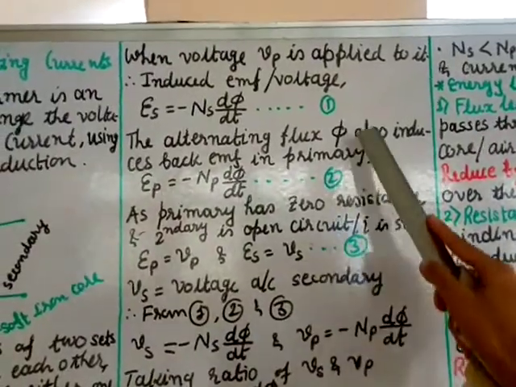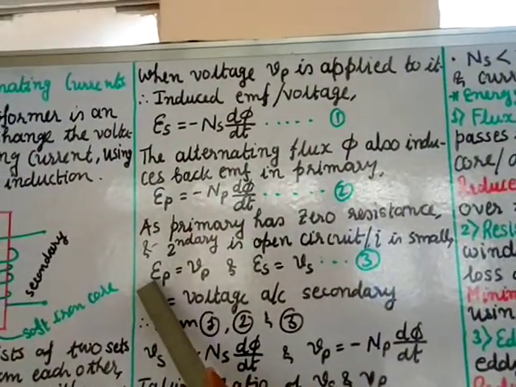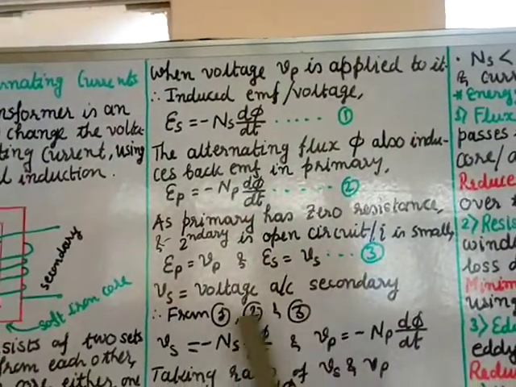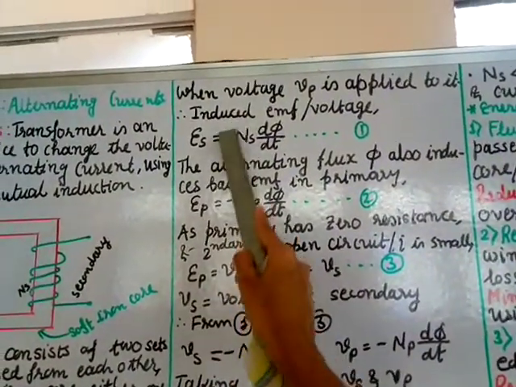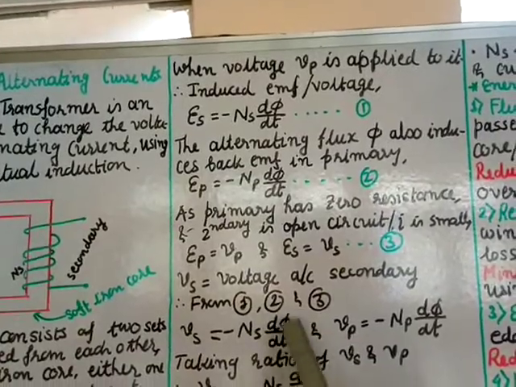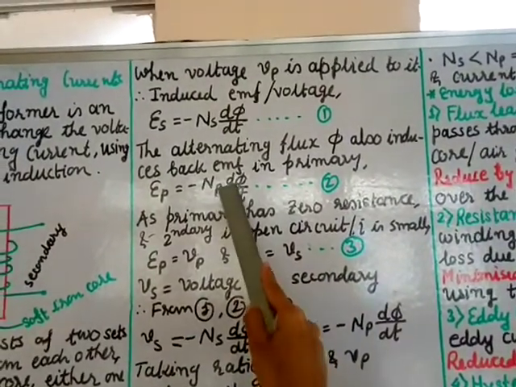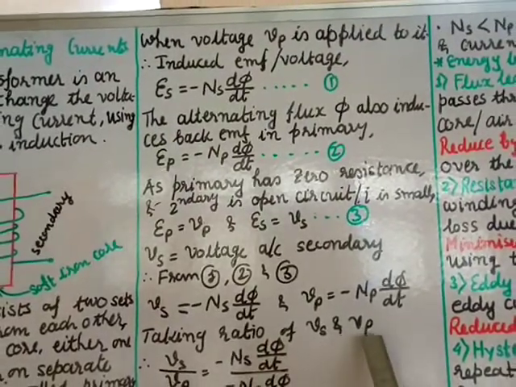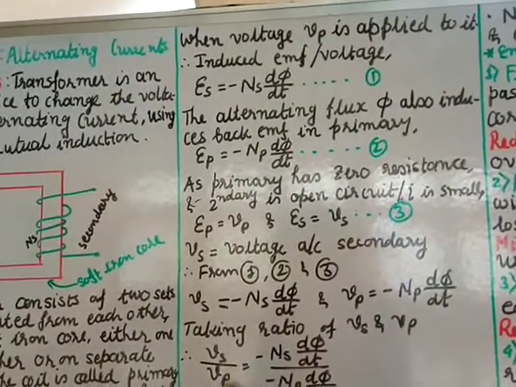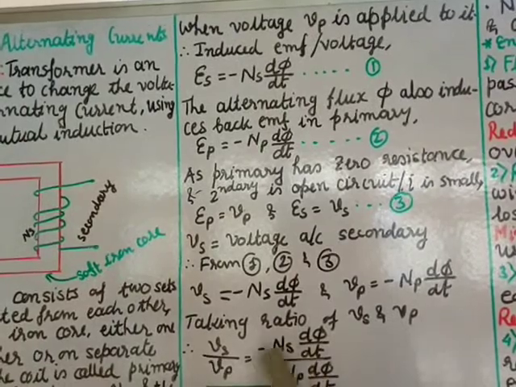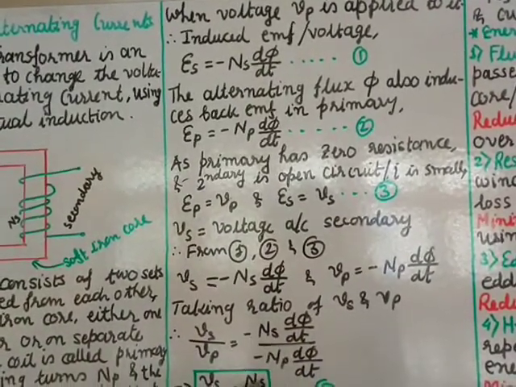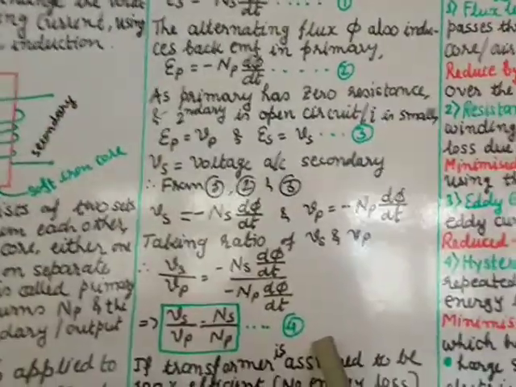From 1, 2 and 3, now we will combine 1, 2 and 3. Instead of Ep, we will put Vp. Instead of Es, we will put Vs. So Vs is equal to minus Ns d phi by dt, and Vp is equal to minus Np d phi by dt. Taking the ratio of Vs and Vp, so Vs by Vp, the negative and d phi by dt cancel, and what remains is Ns by Np, call it number 4.